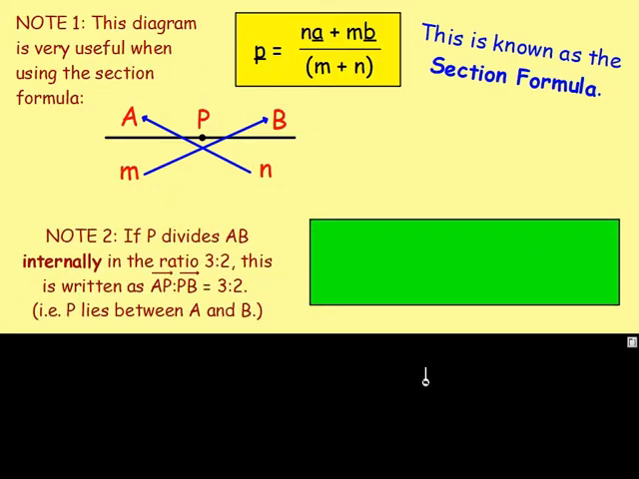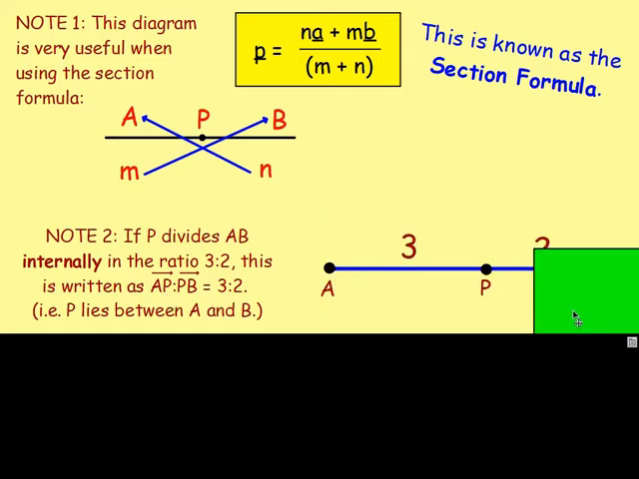A couple of other things about the section formula. If point P divides AB internally, what it means is that P lies between A and B. If it divides internally in the ratio 3 to 2, what that means is going from A to P is 3 parts, and from P to B is 2 parts. So you will have something that looks like this. So going from A to P is 3 parts, and then going from P to B is 2 parts. So that is when it is divided internally. P lies in between A and B.